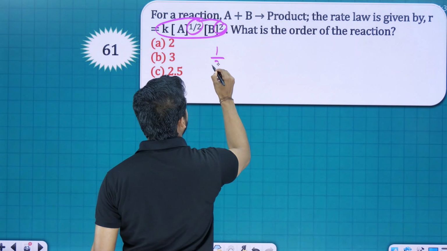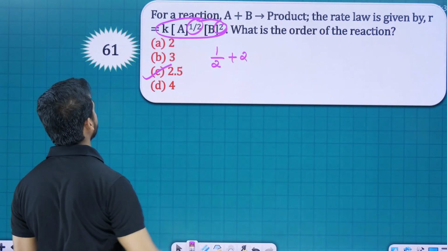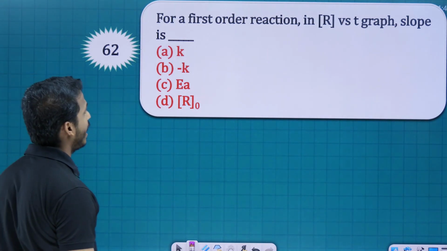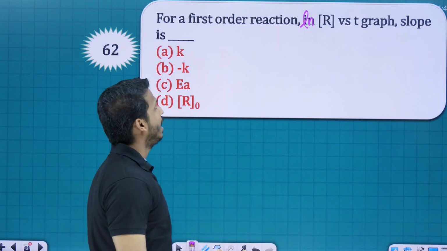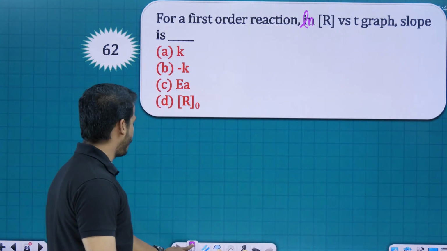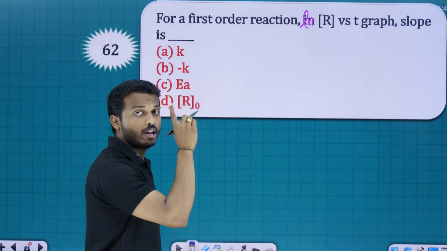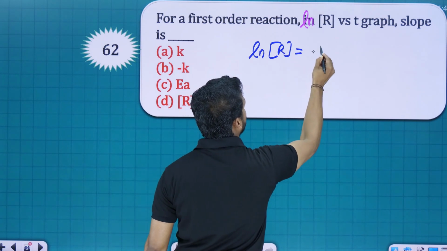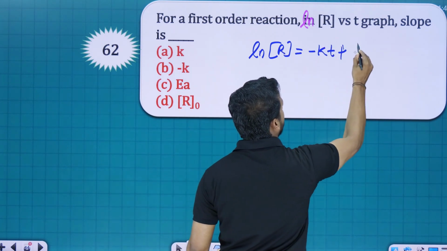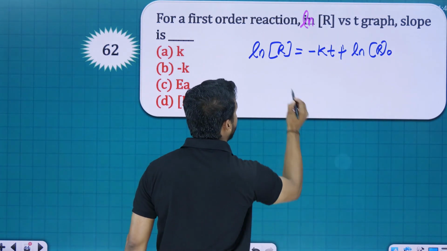Half plus 2, right? What is half plus 2? It is equal to 5 by 2, that's equal to 2.5. Now, for a first order reaction, the ln R versus time graph slope, we discussed already in the beginning question. For a first order reaction, there is an equation: ln R is equal to minus kt plus ln R naught.